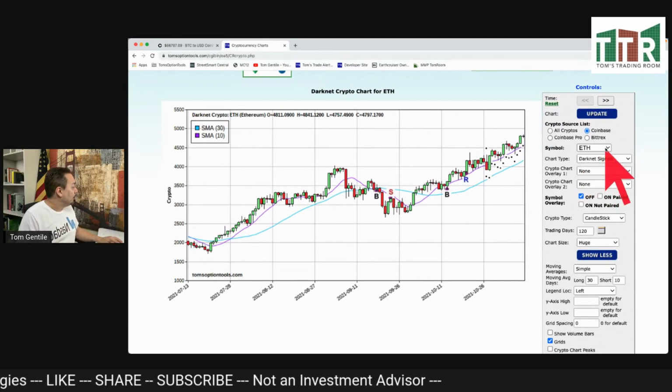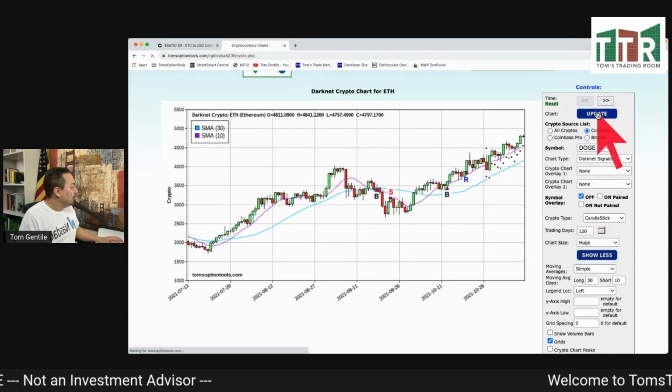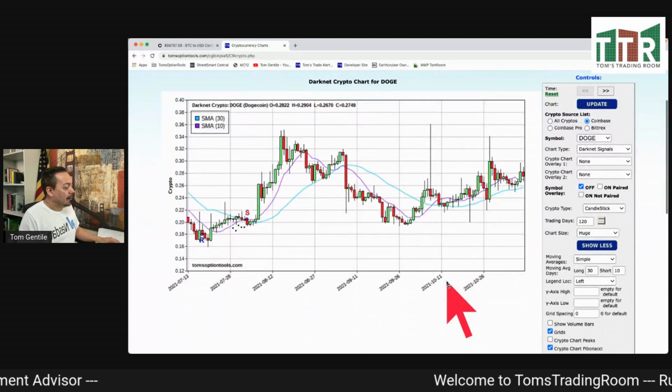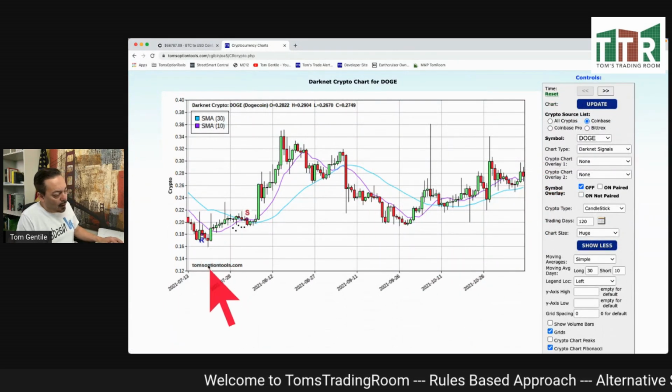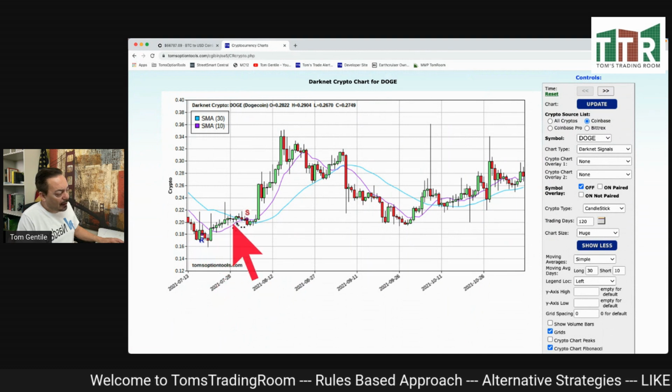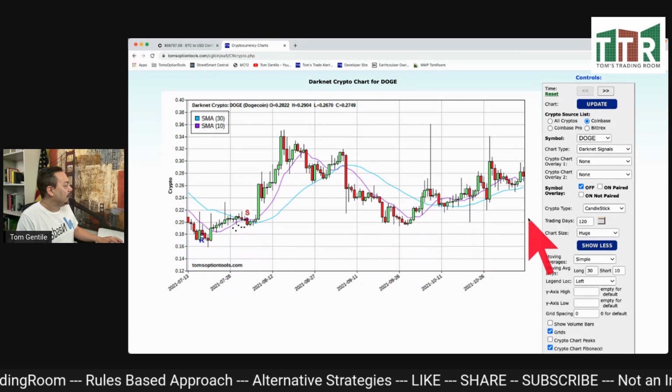And you know what I want to do is I want to show you Doge first. And we're going to look at darknet on Doge first, because Doge is going to come up and you're not going to see any darknet signals. We did get a darknet signal way back here in July on Doge at 18 and then out at 20. So basically a little 2-cent move. Since then, we've seen nothing.